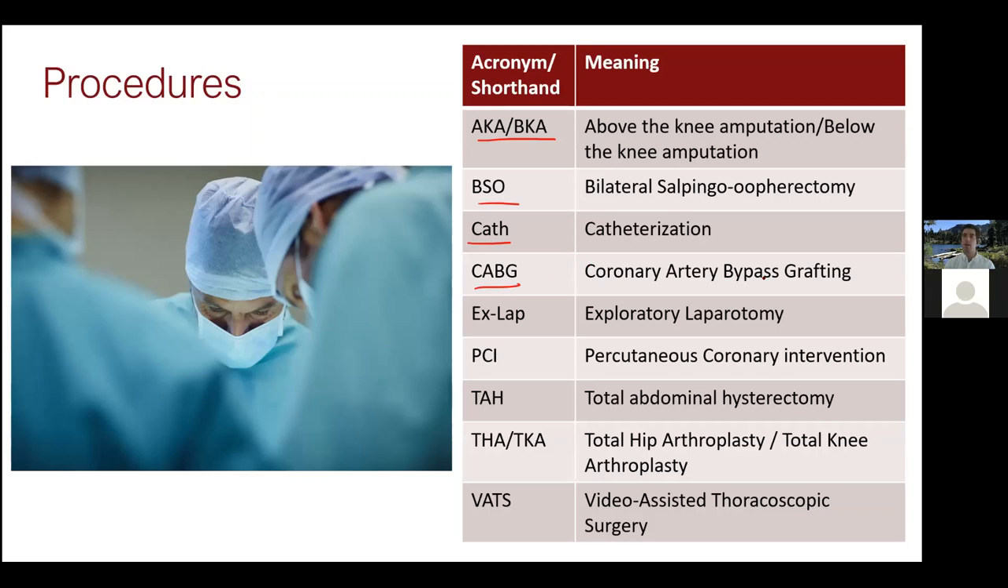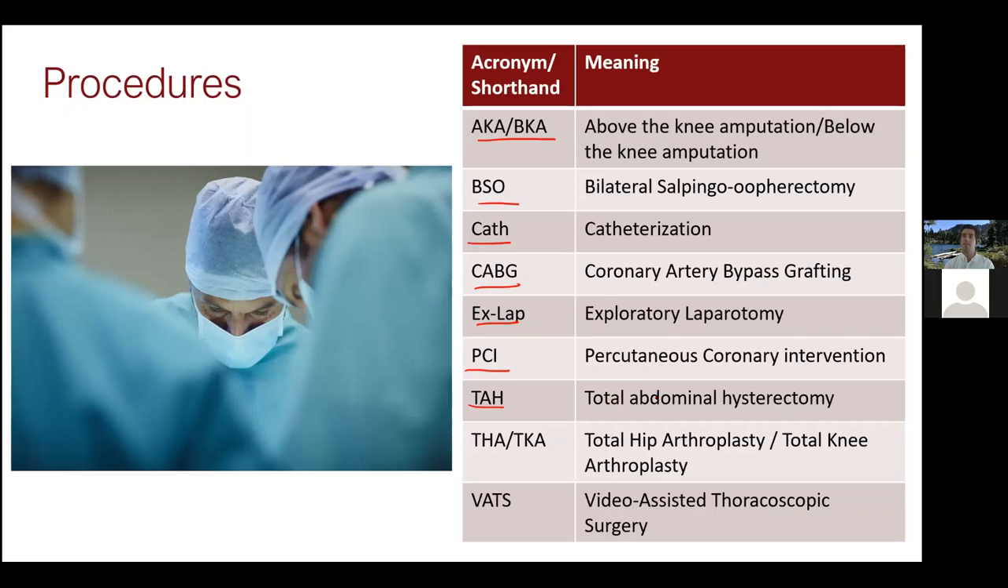CABG is a coronary artery bypass grafting. So it's when we bypass the coronary arteries with other vessels to try and restore blood flow to the heart. An XLAP is an exploratory laparotomy, which is when you actually do that midline incision all the way down and open up the abdomen. PCI is just another term for a coronary catheterization, so percutaneous coronary intervention.